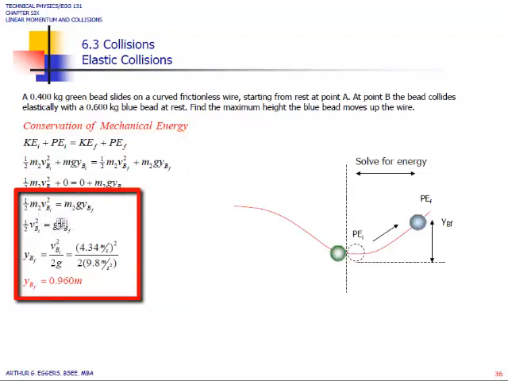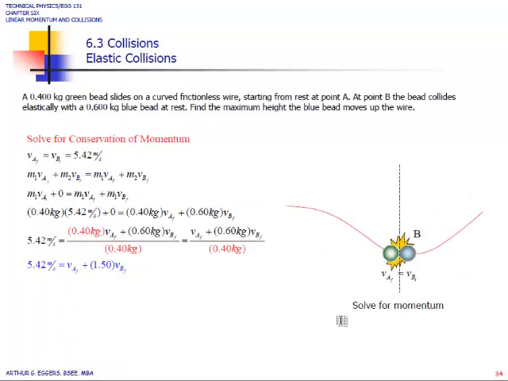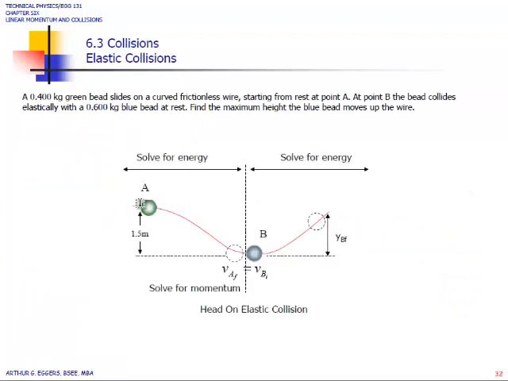Let's move everything around so that we can solve for what y, the height of the blue bead, is at the end of the process here. So moving the gravity and leaving the 2 times where it is, we end up with the y height of B final is equal to 4.34 meters per second squared divided by 2 times the acceleration of gravity. And now we can see that the bead travels up almost 1 meter, 0.960 up the wire.